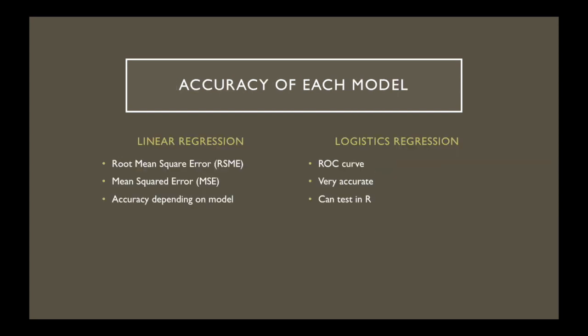For a linear regression model, we can measure or test for the accuracy of the model by looking at the root mean squared error or the mean squared error. The smaller they are, the better and the more accurate the model is. When using the logistic regression model, ROC curves are very useful for evaluating the predictive accuracy of the model. There is also a test in R that will tell you how accurate your logistic regression model is.